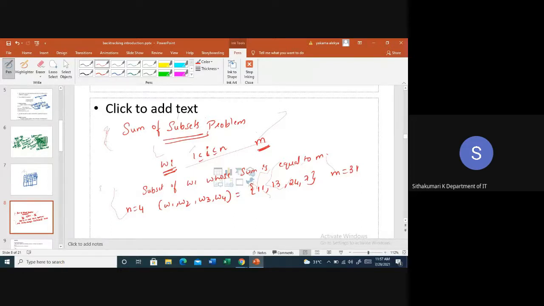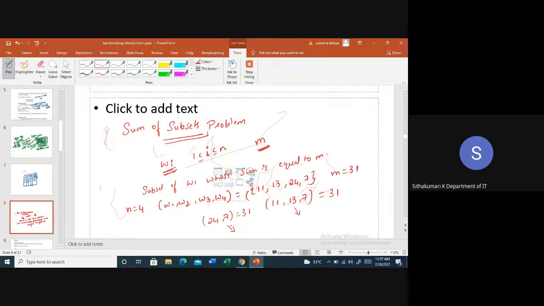Now, what are the desired subsets of this? If you add 11, 13, 7, what is this value? 13 and 7 is 20, 20 plus 11 is 31. So the sum of these three numbers is 31. So this is one solution vector. And the other combination is 24 and 7. This is equal to 31. This is another possible solution.